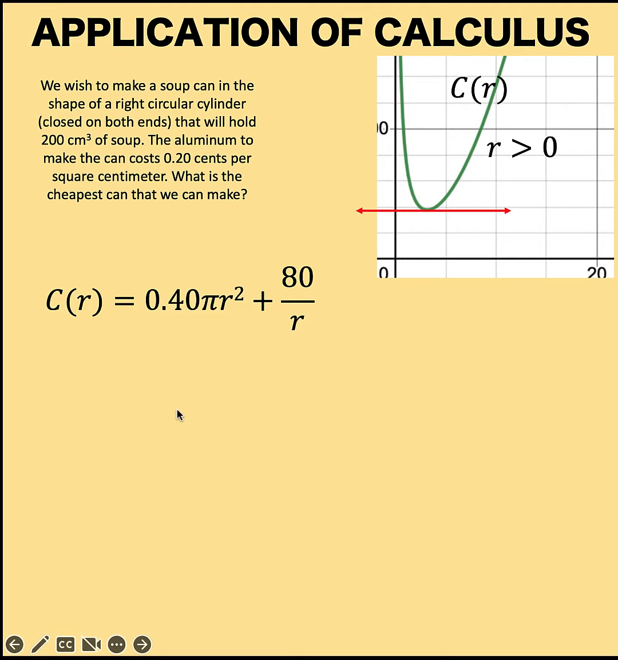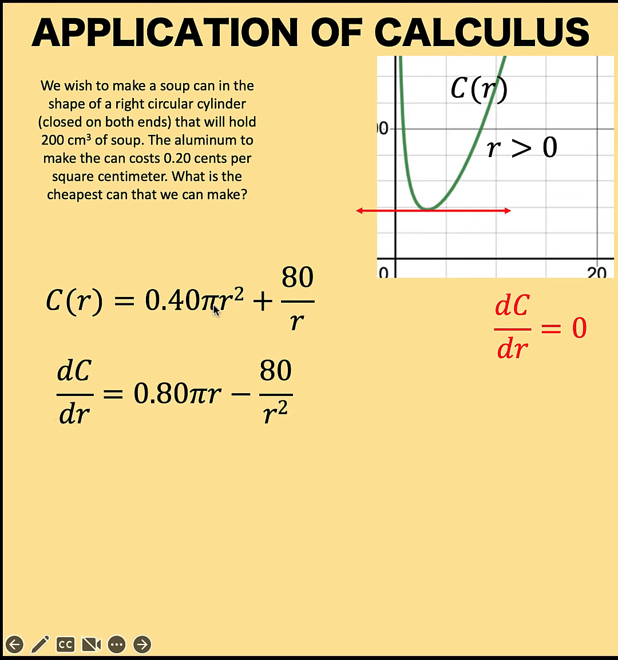So let's compute for the first derivative. So let's find the derivative of the cost function with respect to the variable r, and that is equal to the derivative of the first term plus the derivative of the second term. The derivative of 0.40 pi r squared is equal to 2 times 0.40 times pi, which is 0.80 pi, and we subtract 1 from the exponent of r squared to get r. Here, pi and 0.40 are constants, r is the variable. Now, the derivative of 80 over r is equal to negative 80 over r squared, using the power rule of differentiation. Then we want to equate this derivative to 0, so let's make it equal to 0.